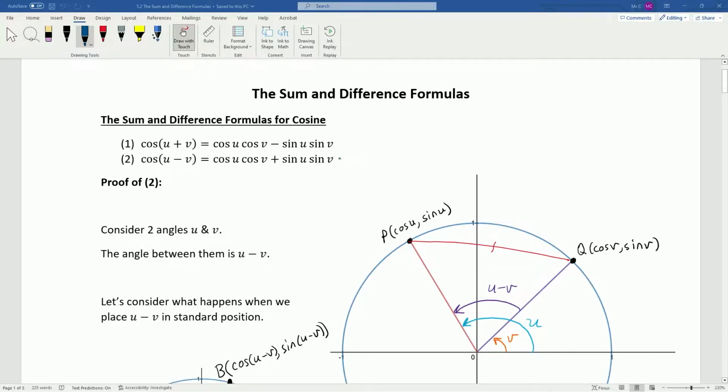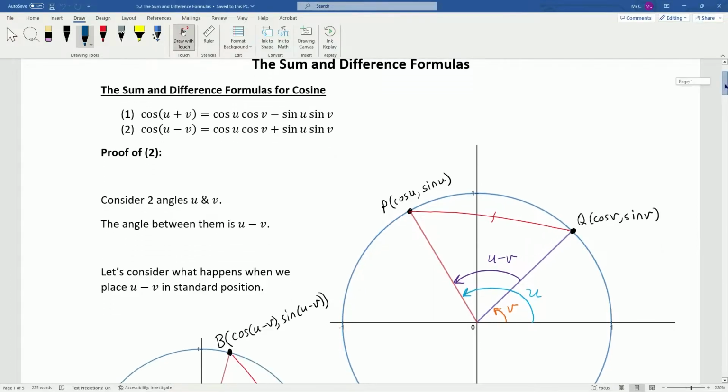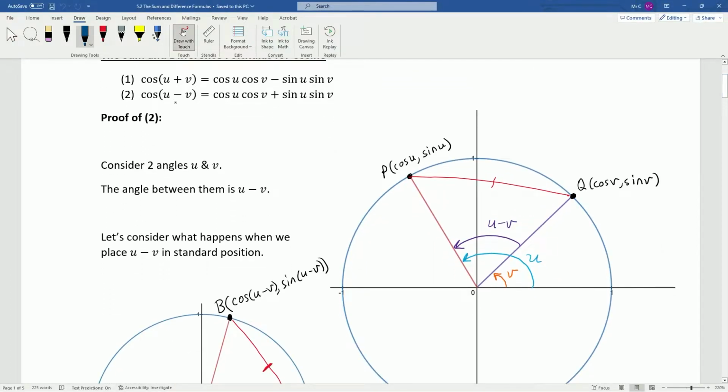So the proof for this is a little bit long just because there's some algebra that we have to write out very carefully, but it's actually a very simple idea. So let's take a look at that idea. Again, we're looking at the proof for 2, and then we'll see that 1 follows immediately from 2. So the proof of 2, consider two angles u and v.